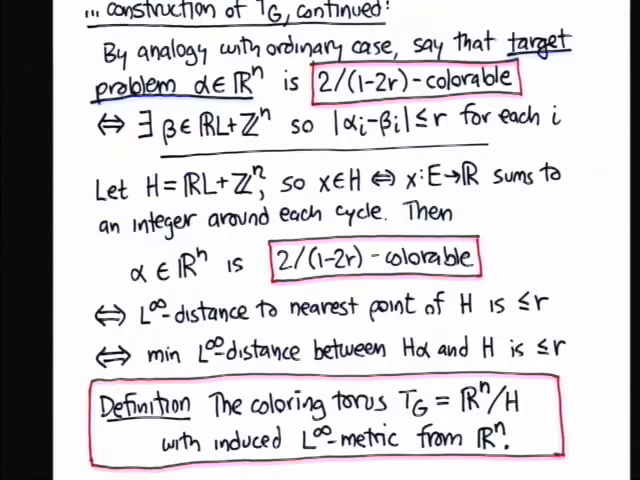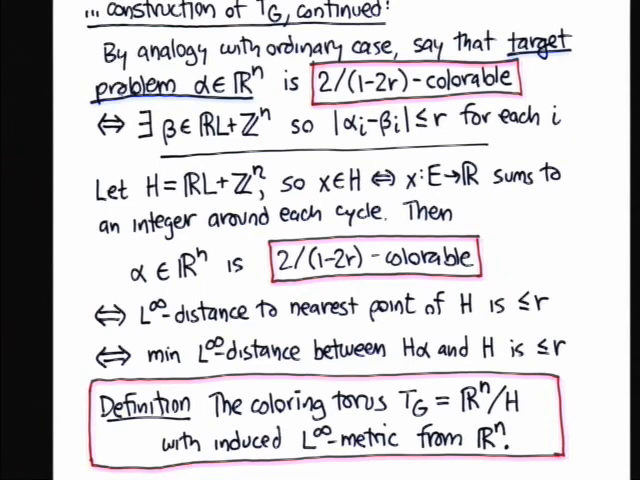Okay, so let me go back and say, how do I translate this back to ordinary colorability? This is just a bit of algebra that we could say that a target problem alpha is 2 over 1 minus 2r colorable if you can get within distance r uniformly across all coordinates for some beta which is a valid coloring.